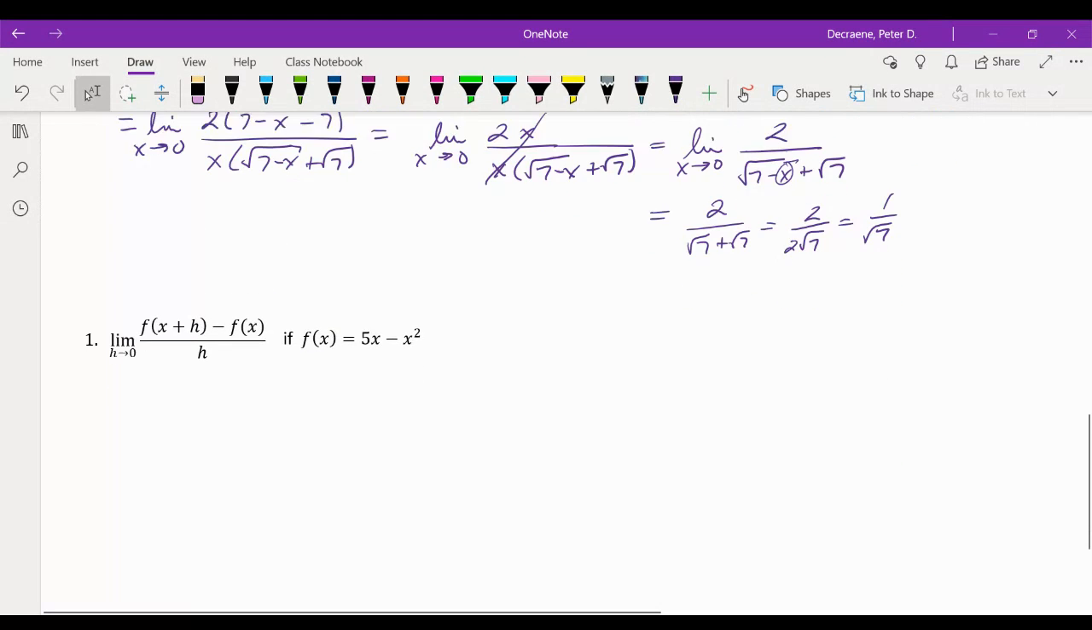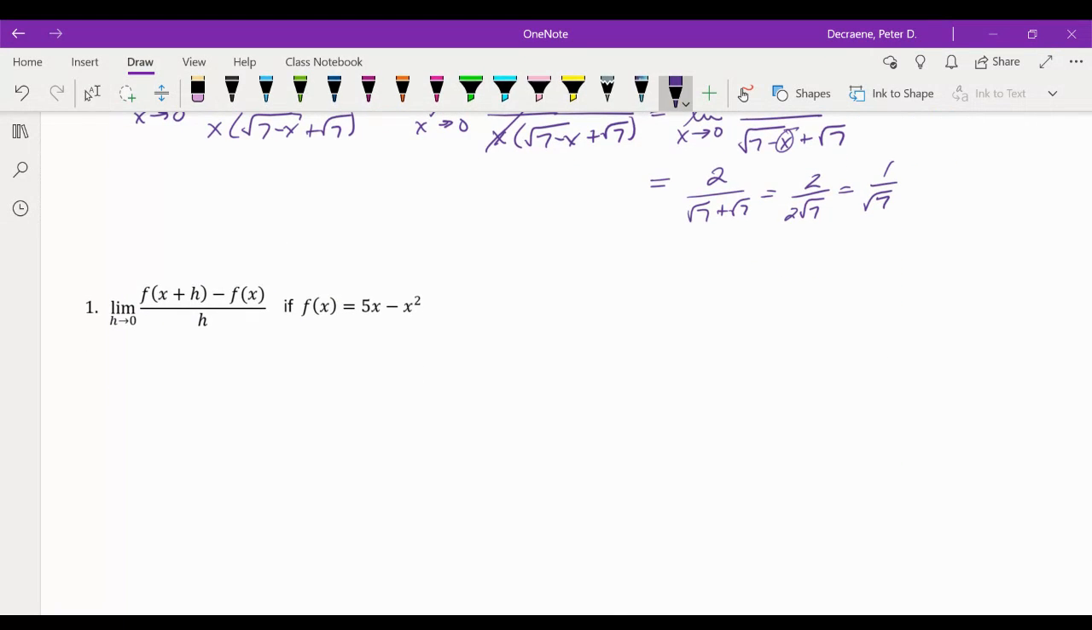And then finally, we've got this problem. The limit as h goes to 0 of f(x plus h) minus f of x divided by h. Regardless of what f of x is, if h is 0, I'm going to get f of x minus f of x, which is 0, divided by 0. So I've got to do something about this. So let's insert 5x minus x squared for that and go from there.